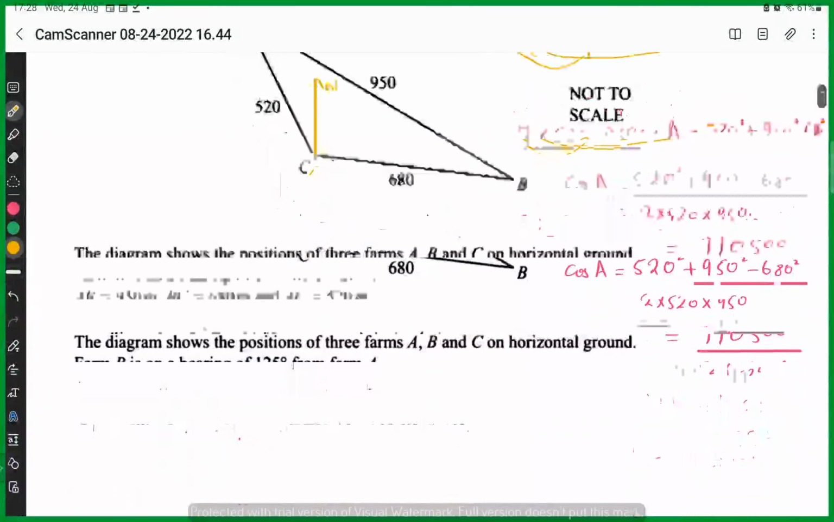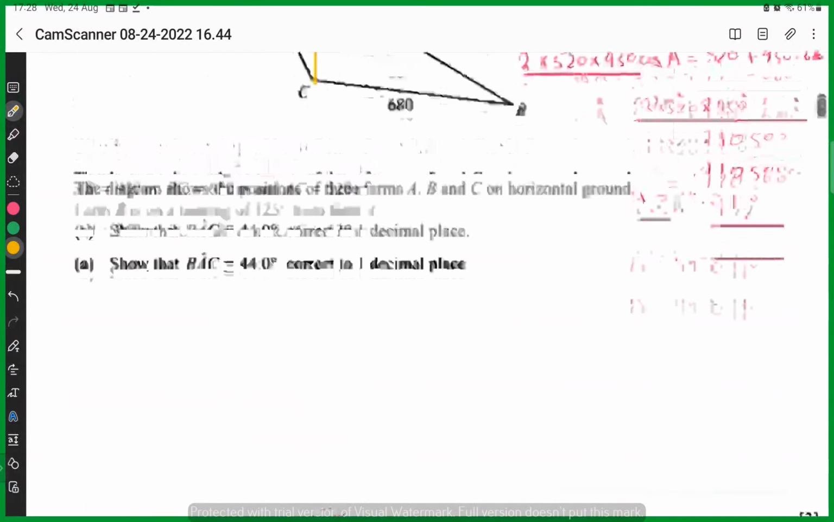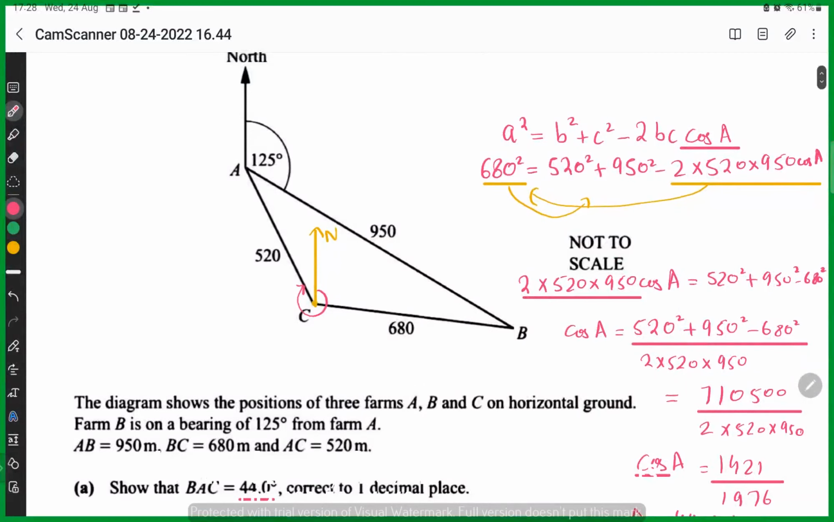This time it says calculate the bearing of A from C. So C is coming after from. Whatever comes after from, I need to make a straight vertical line on it, and that is my north. Next, I need to start in the clockwise direction. Let me do it from here. So I'll go all the way from here, here. And what was it? Bearing of A from C. So I need to stop at this point, and this is the angle which I need to find.